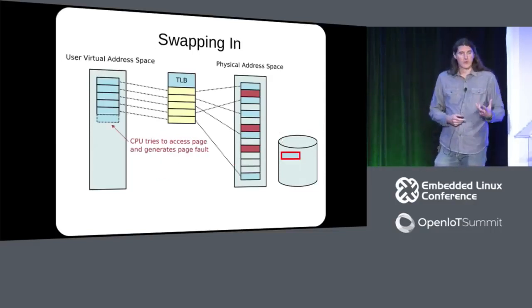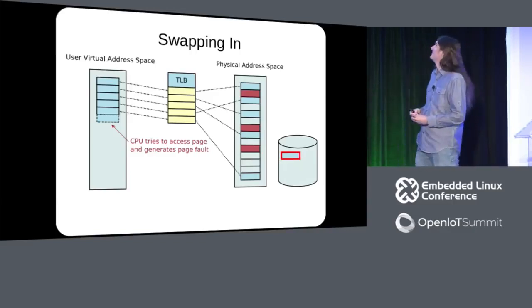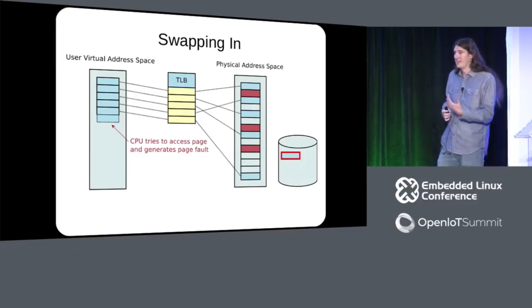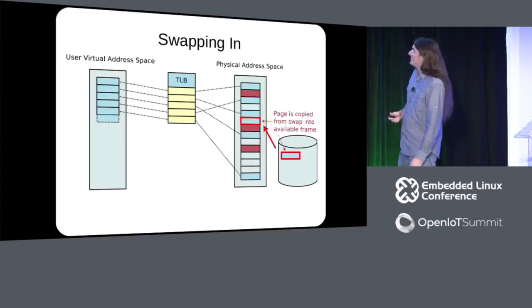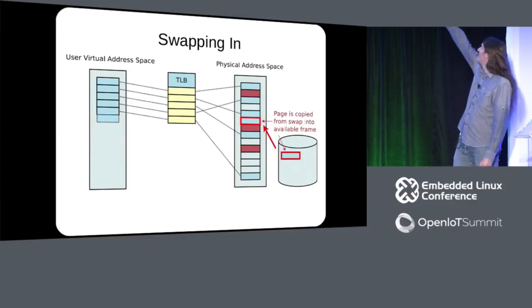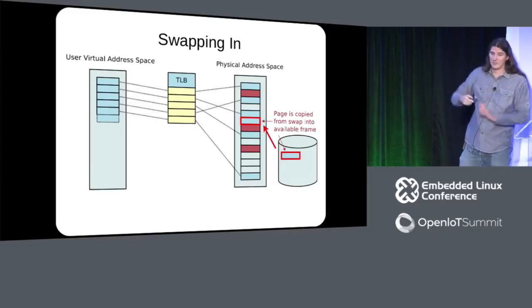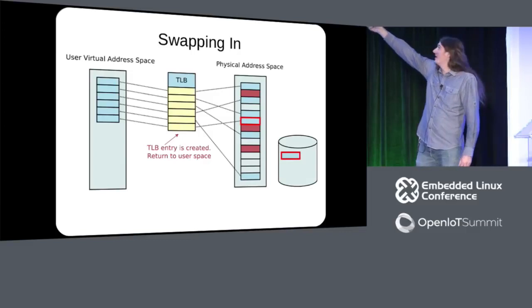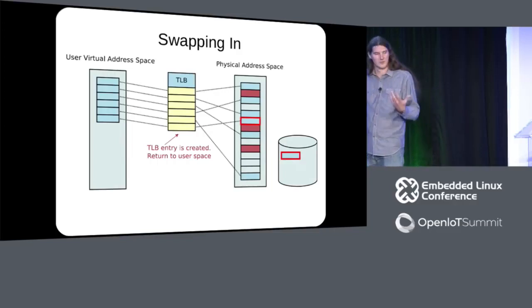At some point, your program will try to access memory that's in that paged out page. When that happens, the CPU will generate a page fault because it doesn't know anything about that address, since it's not mapped in the TLB. Then at page fault time, the kernel will copy the page from the swap media into an available frame. Note that it's being copied into a completely different frame than it was before. It'll create a TLB entry for it, and then return to user space. Again, your program has no idea that this even happened, except for the time that was lost to handle the page fault exception.